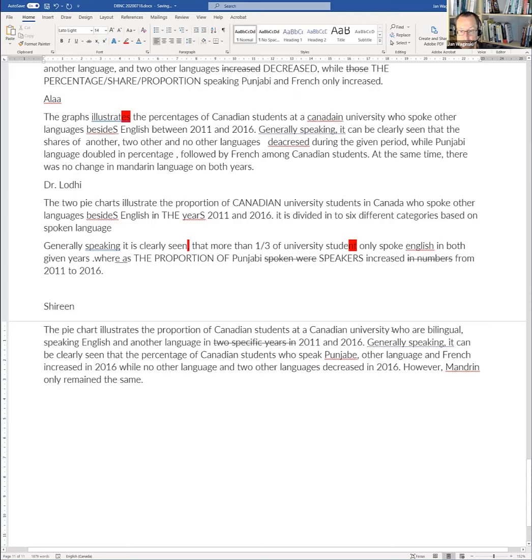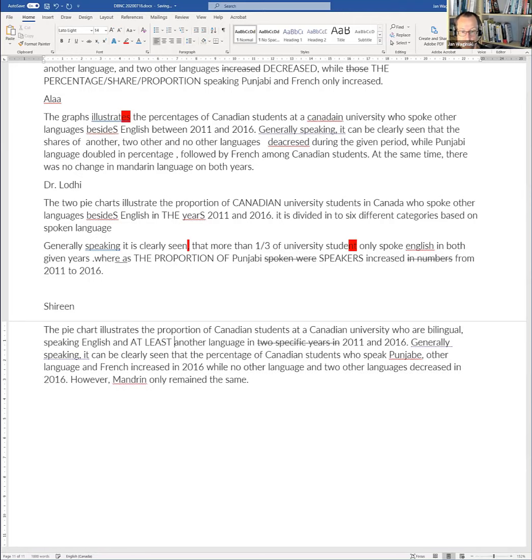I like this. She interpreted this as "who are bilingual". And it's not, so "and another language" doesn't quite capture all the categories. If we add two small words here, it becomes more precise, right? And at least, okay, another language, okay. Because one of the categories is two languages other than English.